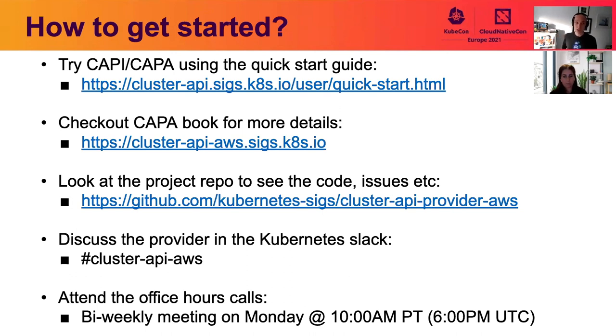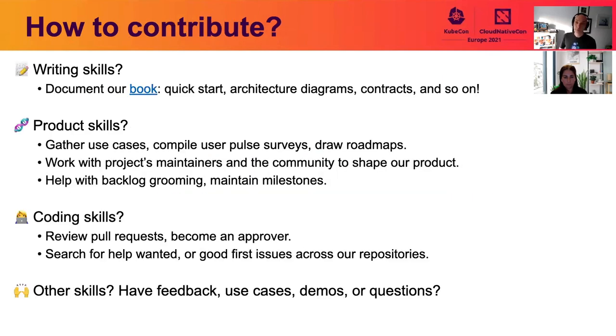Then if you're still interested, come and look at the code, come and look at our repo. It sits within the Kubernetes SIG org within GitHub. So you can come and take a look at the issues, the releases, and the code. We also have our own channel within the Kubernetes Slack called cluster-api-aws. And we also have office hours that you can attend and listen to where we discuss issues and the roadmap. These are bi-weekly on a Monday at 10 a.m. Pacific time or 6 p.m. UTC.